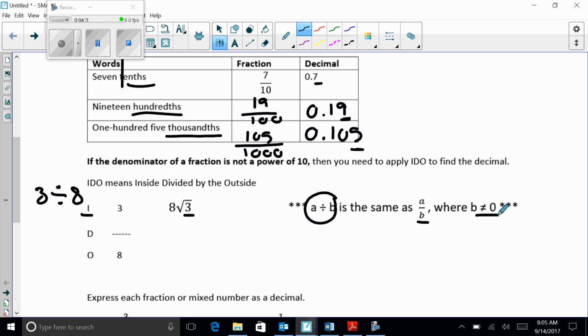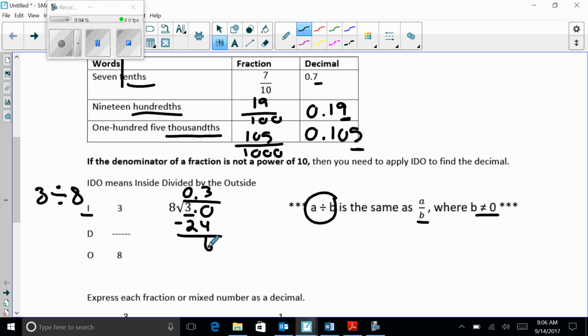So let's get back to our example, and we're going to divide. 8 goes into 3. So I know it's going to be a decimal, so I'm going to go ahead and extend my line here on top, and put a decimal on top and bottom. So 8 does not go into 3, but I know that 8 can go into 30. 8 goes into 30 3 times, which is 24. So I'm going to subtract, and I get 6.